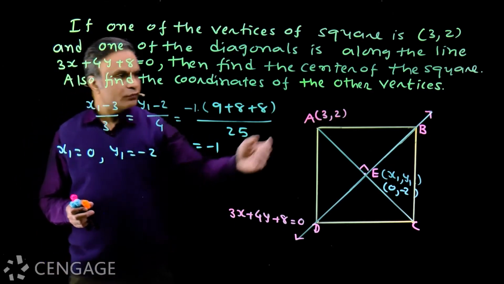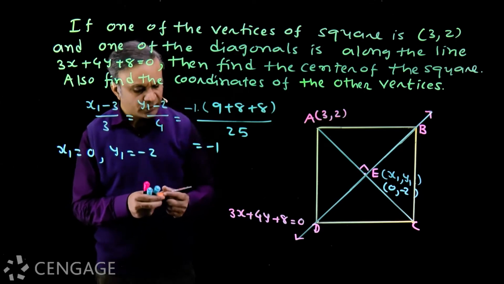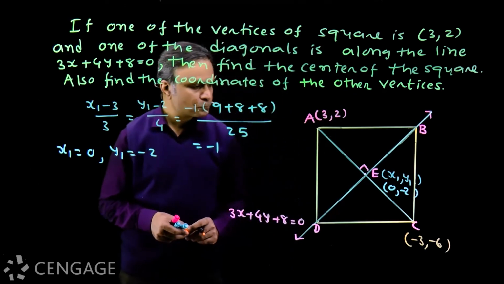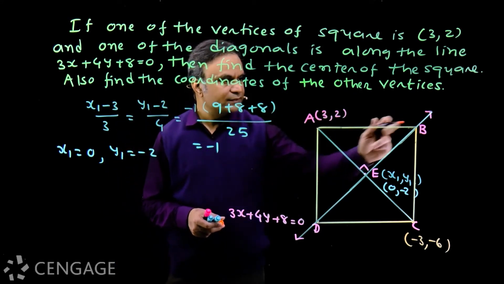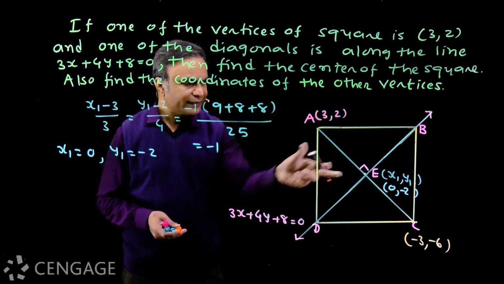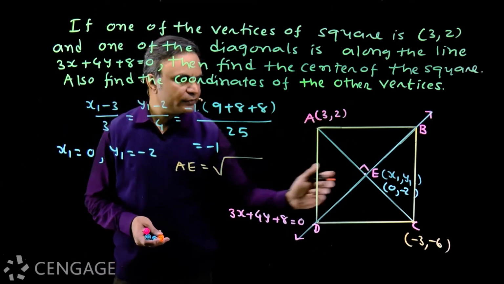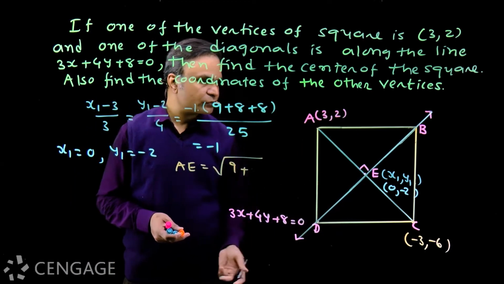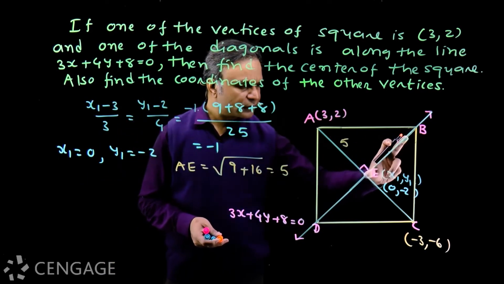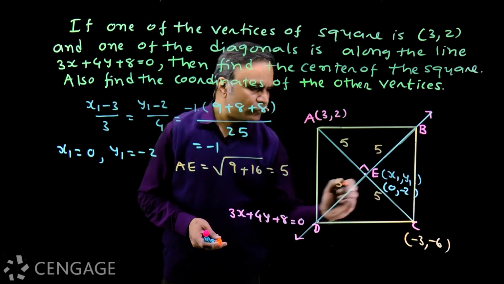Now vertex C is the image of vertex A in diagonal BD, or E is the midpoint of AC. So using the section formula we can get coordinates of vertex C as (-3, -6). Now how can we get coordinates of vertices B and D? We can use the parametric form of a straight line. Now length AE is equal to square root of (3 - 0) whole square, 9, plus (2 - (-2)) whole square, 16. So AE is equal to 5. So all these lengths BE, ED and CE are 5 units.